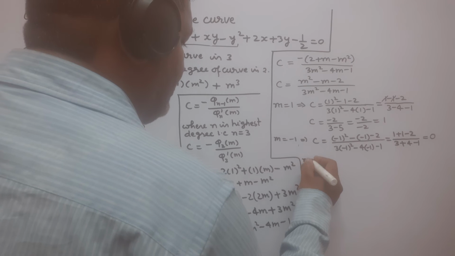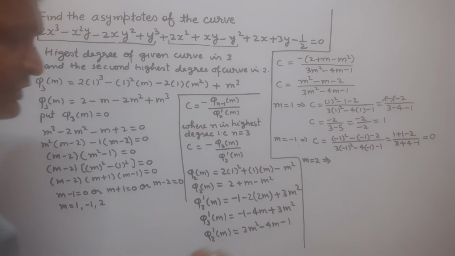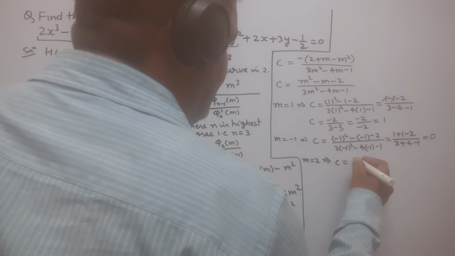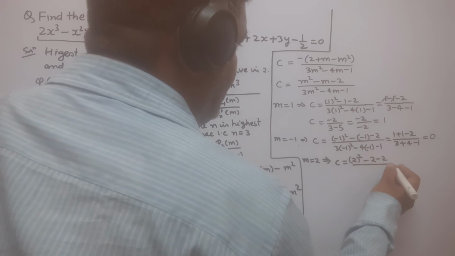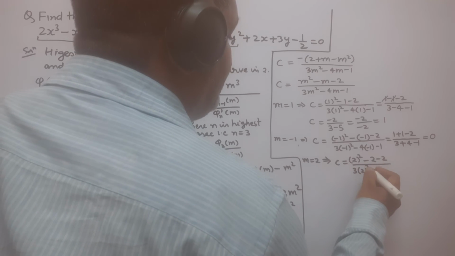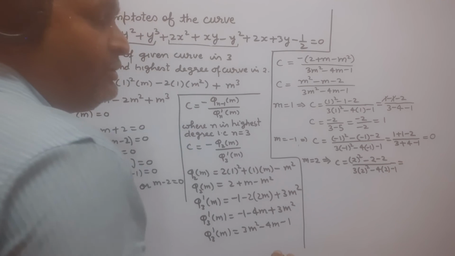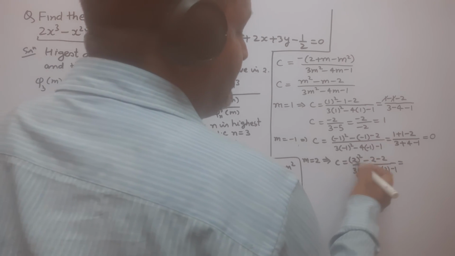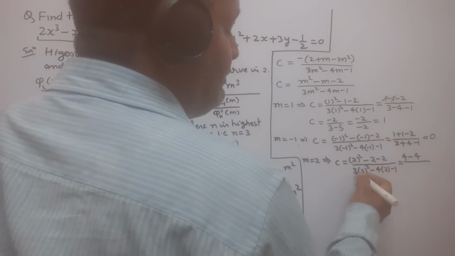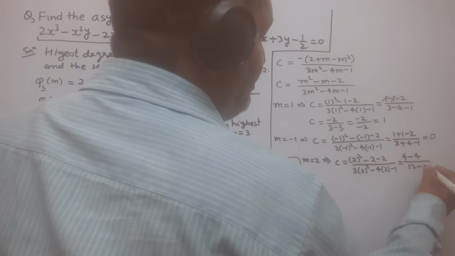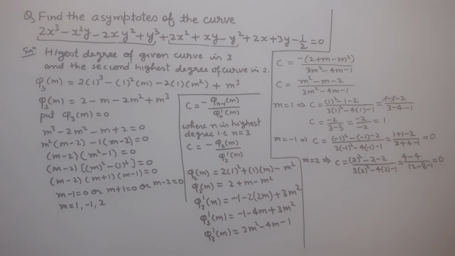Now we find the value of c corresponding to m equal to 2. So c is equal to 2 square minus 2 divided by 3 multiplied by 2 square minus 4 into 2 minus 1. Here 2 square is 4, minus 2, divided by 3 multiplied by 4 is 12, minus 4 into 2 is 8, minus 1. So 4 minus 4 is equal to 0.